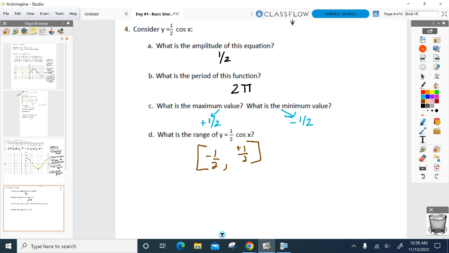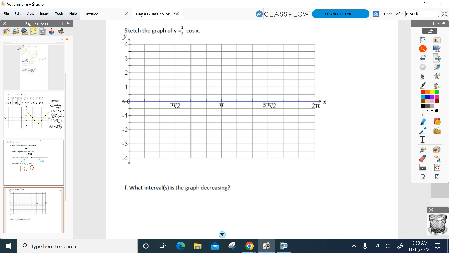All right, ready to graph it now? Because I think that's the next part, right? Graph it. Yep. All right, let's go through the notes. Where does cosine start? Cosine starts at its max, which we already established was 1/2.